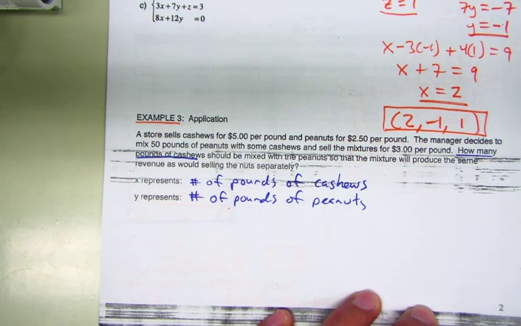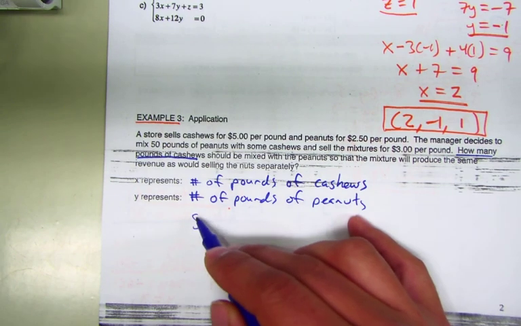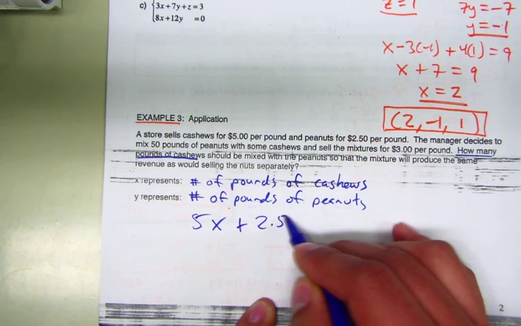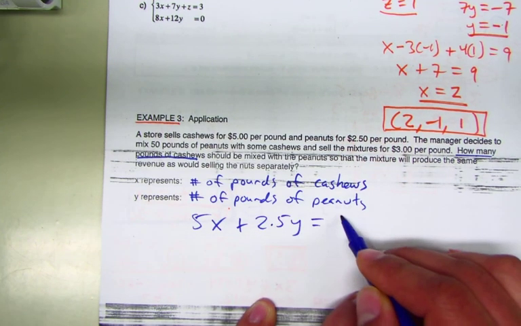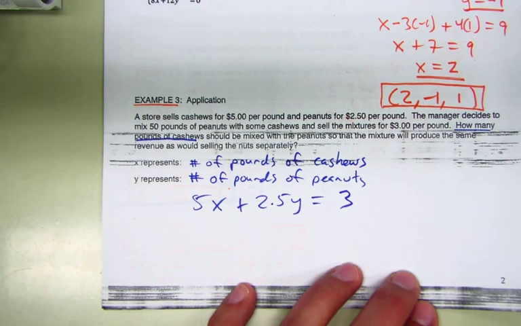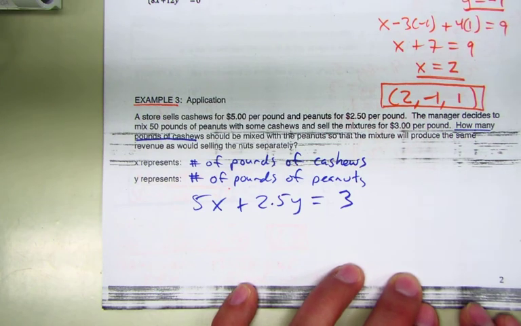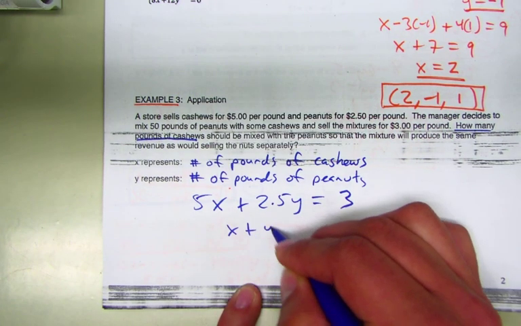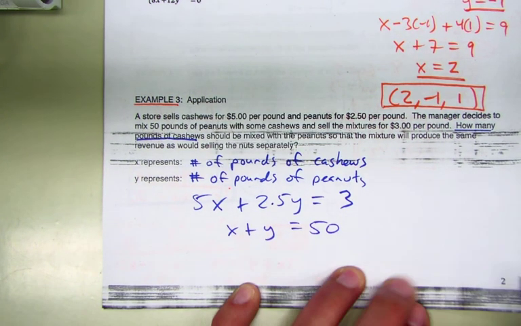Even if you're wrong, it's okay. Well, it's 5x plus equals, okay? You're so very close. That's a great start. We'll adjust it in a minute. What's another equation, though? Perfect. Okay, so x plus y equals 50.